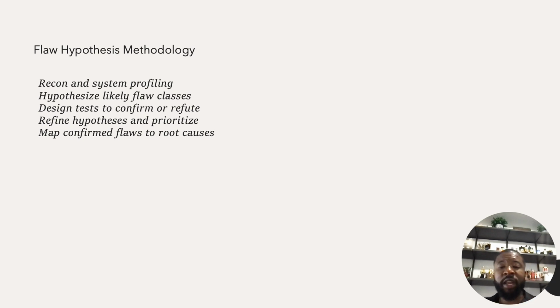That might be a targeted Nmap script, a Nikto or OpenVAS scan, or a specific manual test in the browser. The fourth one is basically to refine the hypothesis based on results. Some ideas get discarded, others moved up in the priority list. And finally, is to link confirmed flaws to their possible root causes in configuration, code, or processes.